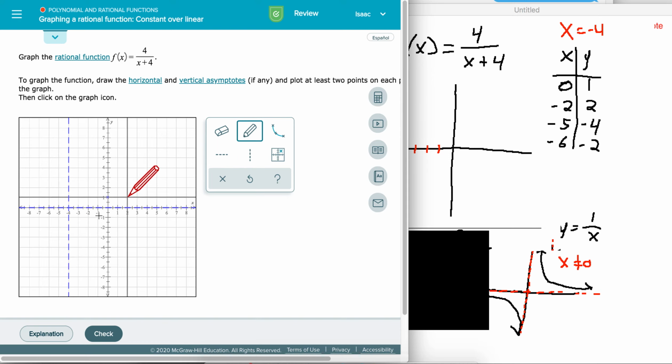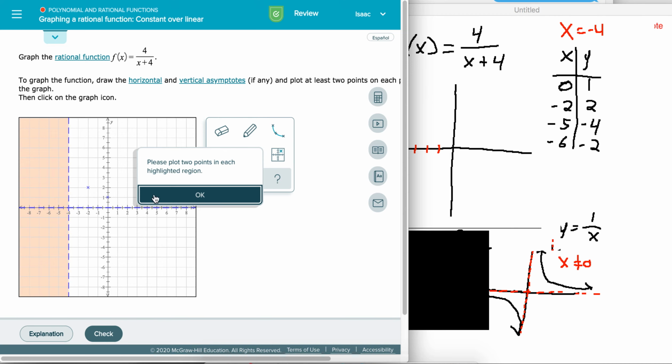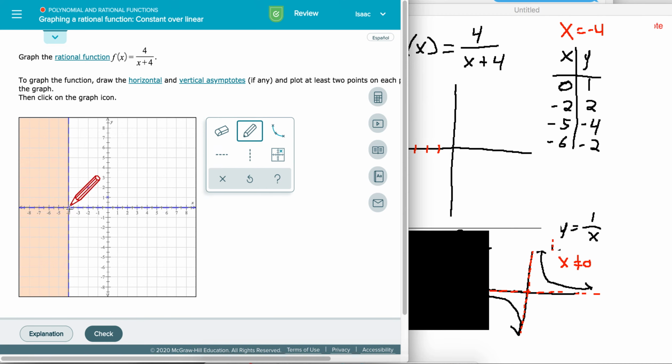So we plugged in 0, 1. We got to plug in -2, 2. And then we're going to connect those. Oh, it wants 2 points on each side first. Okay, so let's plug in the -5, -4. And then we also have -6, -2. Okay. And then I think that's it. That's the graph that it wants. So you got to plug 2 points, one on the right, one on the left, make that vertical asymptote and make that horizontal asymptote, and it should graph.